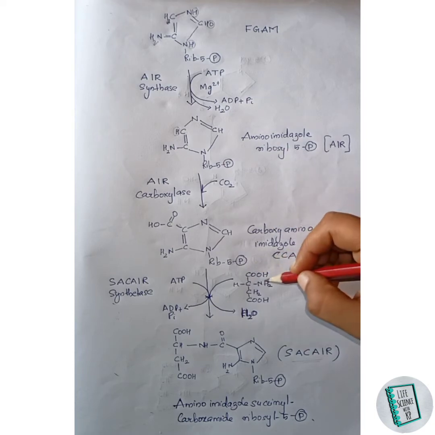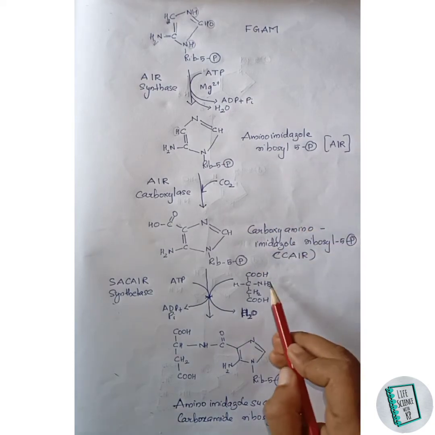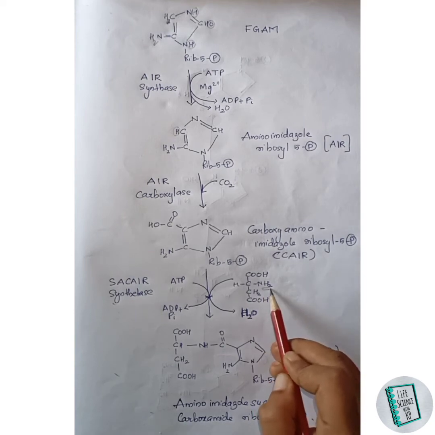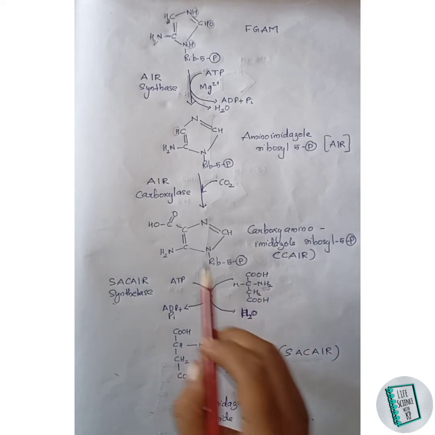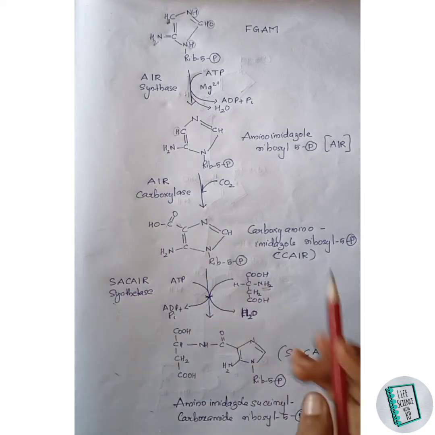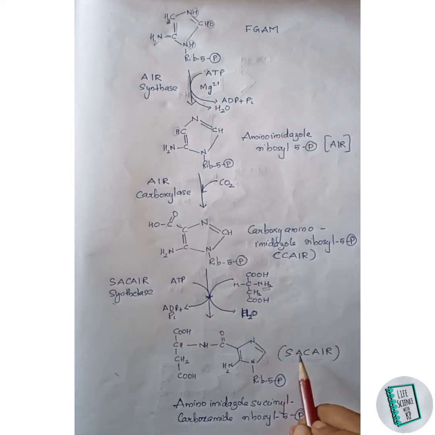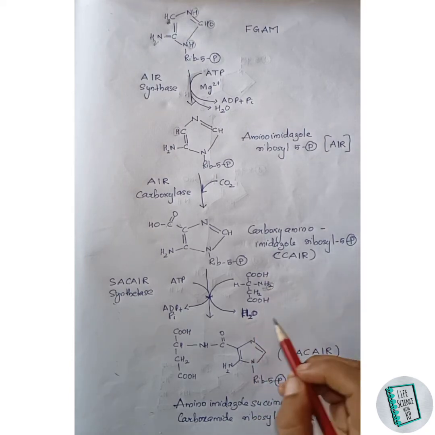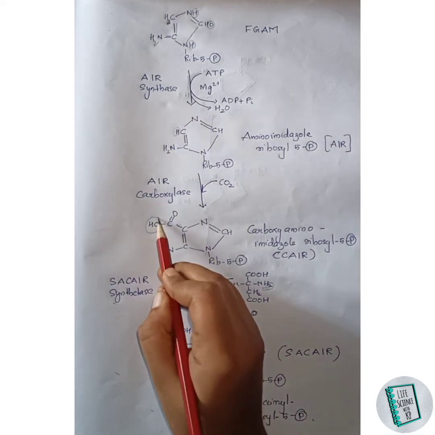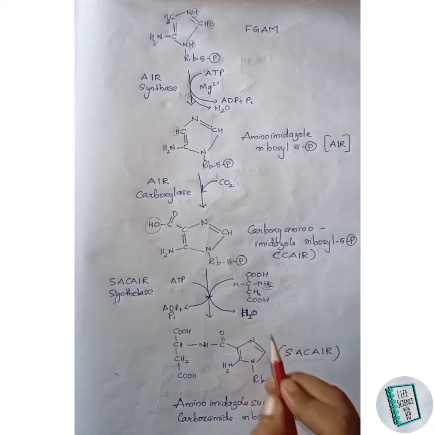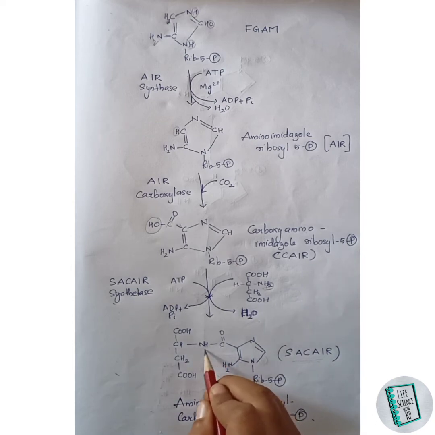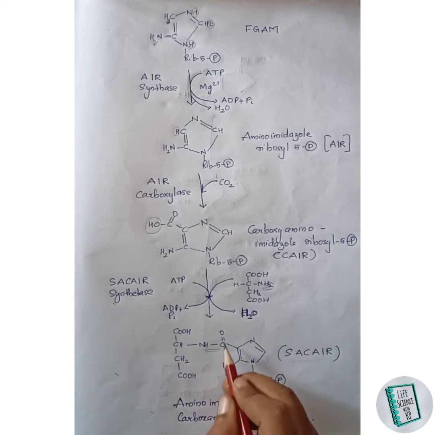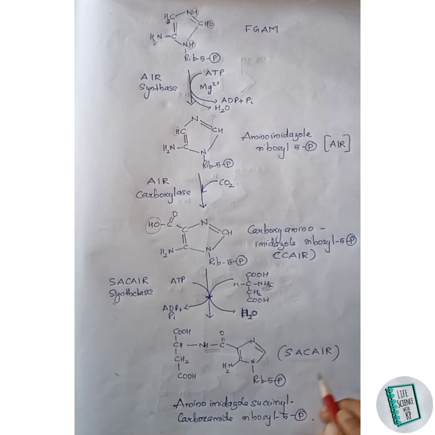Next, this NH2 group of this aspartate joins with this carboxylic acid group and forms this compound. So what happens here is there is removal of a water molecule. Thus one of the hydrogens of this NH2 along with the OH group of this carboxylic acid group leaves as a water molecule. Thus a bond is formed between these two, and this is the bond here. Thus SAICAR, or aminoimidazole succinyl carboxamide ribosyl 5-phosphate, is formed.